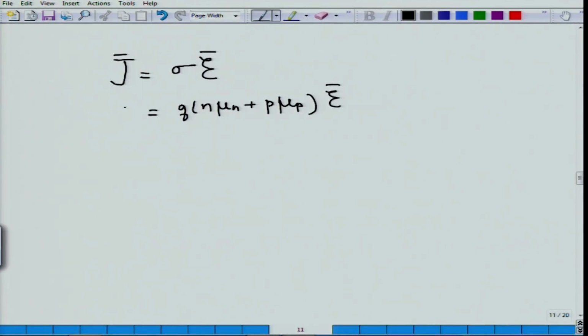So, this is the behavior of carriers in semiconductors and how we characterize them in terms of carrier mobility. Next we will discuss the second type of carrier motion, which is due to the change in carrier concentration itself.